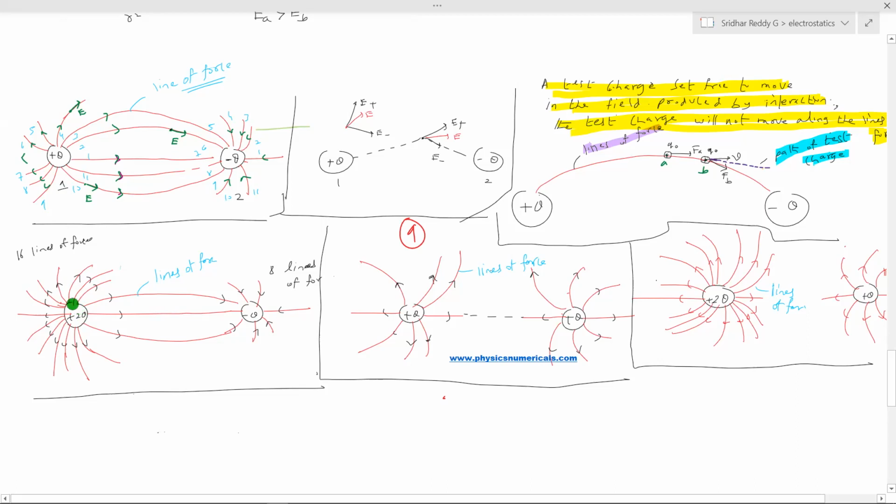Now, if I take plus 2q, then here minus q. How should I draw the interaction here? So for 2q charge, I'll assume 16 lines of force. Then for minus q charge, I should assume 8 lines. Any reason for that? Because the number of lines of force is proportional to the magnitude of charge. For 2q charge, 16 lines. For q charge, it should be 8 lines.